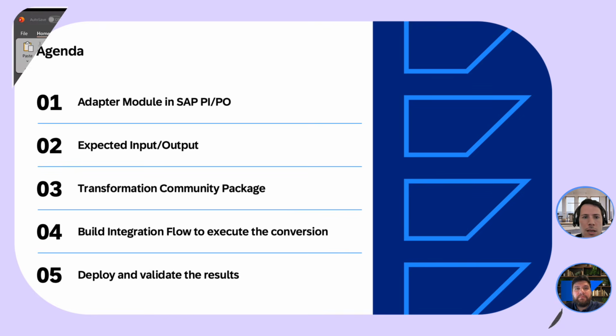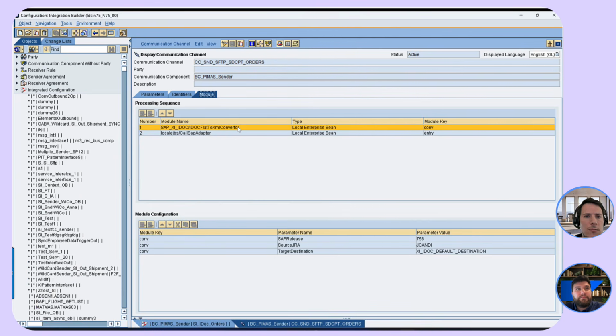So in PIPO, here in this communication channel, we have the IDOC Flat to XML converter. And here we can see the inputs that it takes. We have the SAP release to select which version of the IDOC. And also here you can see the destination, that is the S4 destination that is executed to fetch the IDOC metadata that is then used to execute the conversion.